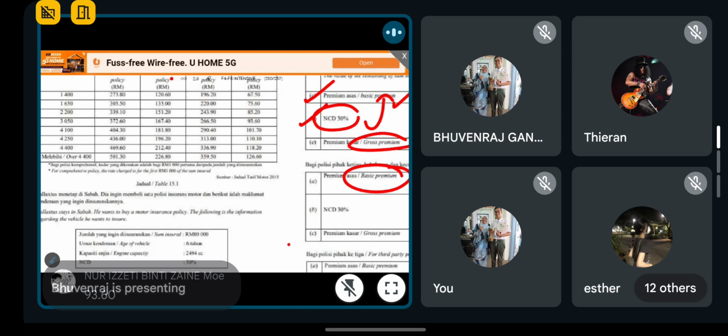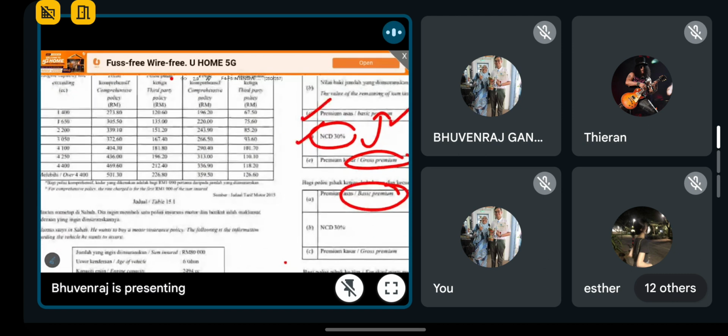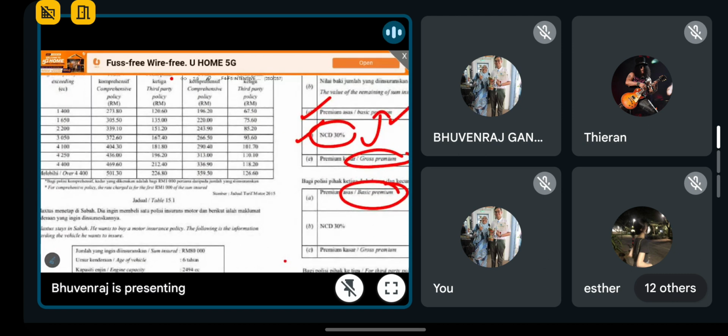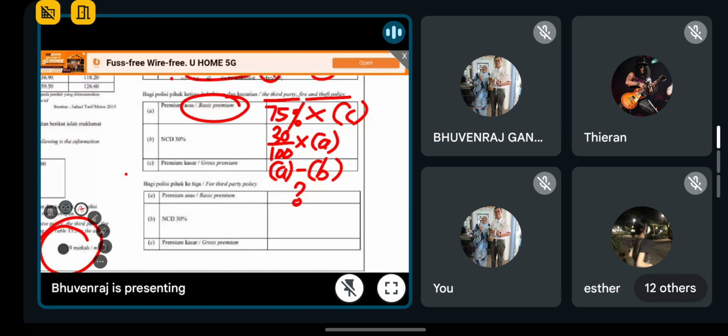2594cc, and then where's the info? Sabah. Sabah is right hand side. Third party. Yes, very good. Okay, kamu akan guna yang 93.602. And then kamu repeat saja step sama. This one is 30% times A. This one nilai A tolak dengan B.